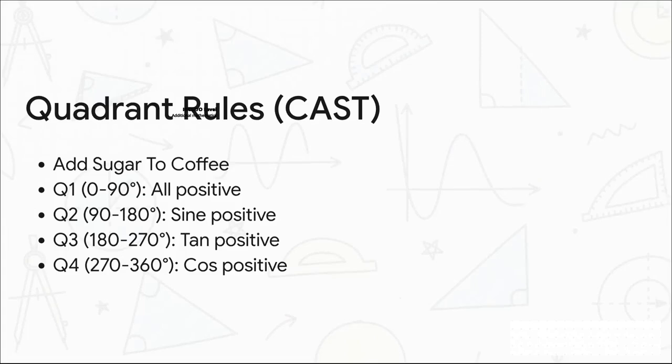Once you have that anchor, we bring out the cast diagram. The memory trick add sugar to coffee is a lifesaver here. It tells us exactly which trig functions are positive in which of the 4 quadrants. So if we go back to our negative sine value, we look at the diagram. Sine is positive in the first 2 quadrants, which means it has to be negative in quadrants 3 and 4. So we just take that positive base angle we anchored earlier and map it into those bottom 2 quadrants by adding it to 180 and subtracting it from 360.